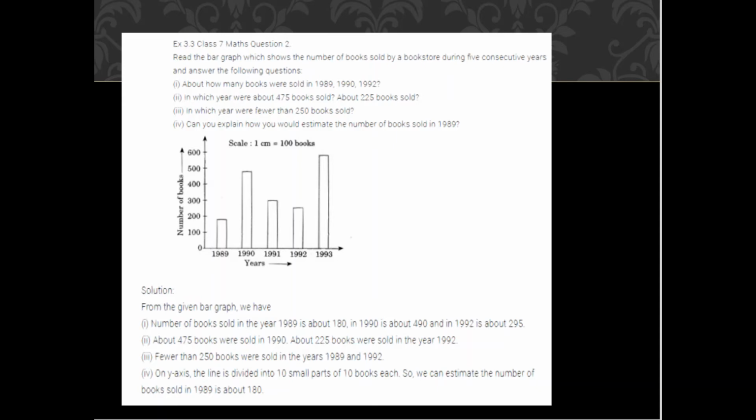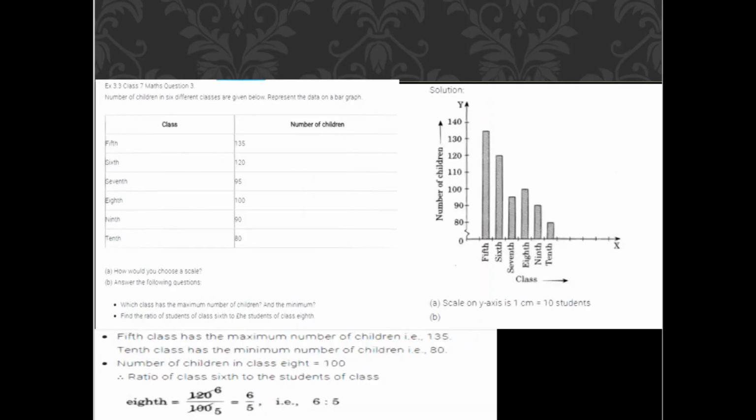Then comes, can you explain how you would estimate the number of books sold in 1989? On the y-axis the line is divided into 10 small parts of 10 books each, so we can estimate the number of books sold in 1989 is about 180. Moving to our next question, number 3.